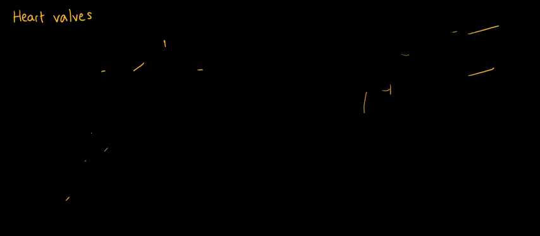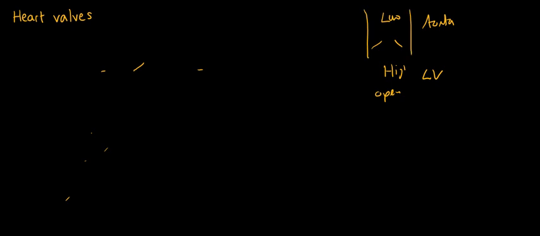So let's have a look at that over here. We're just going to talk about the left ventricle. So this is the left ventricle and the aorta. If we have a higher pressure in the left ventricle and a lower pressure in the aorta, the valves will open. And the opposite of that, if we have a lower pressure in the left ventricle and a higher pressure in the aorta, the valves will close.